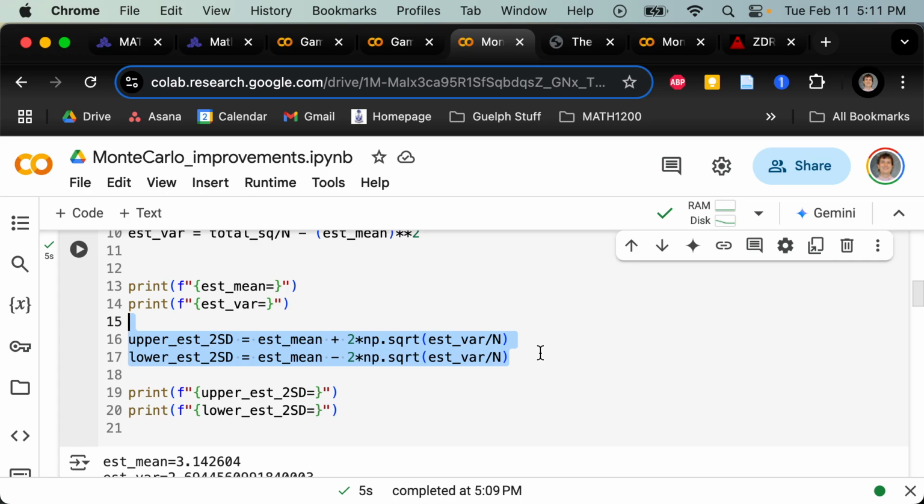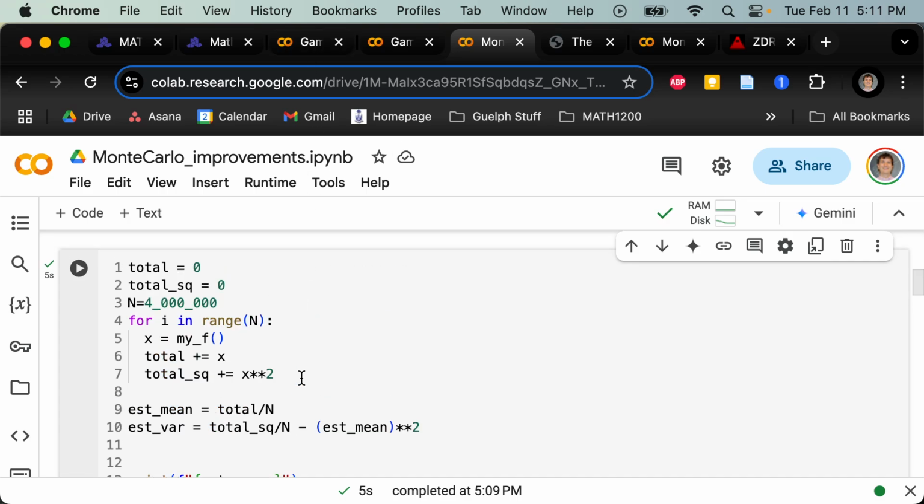It won't make a big difference here because n is 4 million. So if you divide by 4 million or you divide by 3,999,999, it's almost the same. Okay. Great. Other questions or comments?